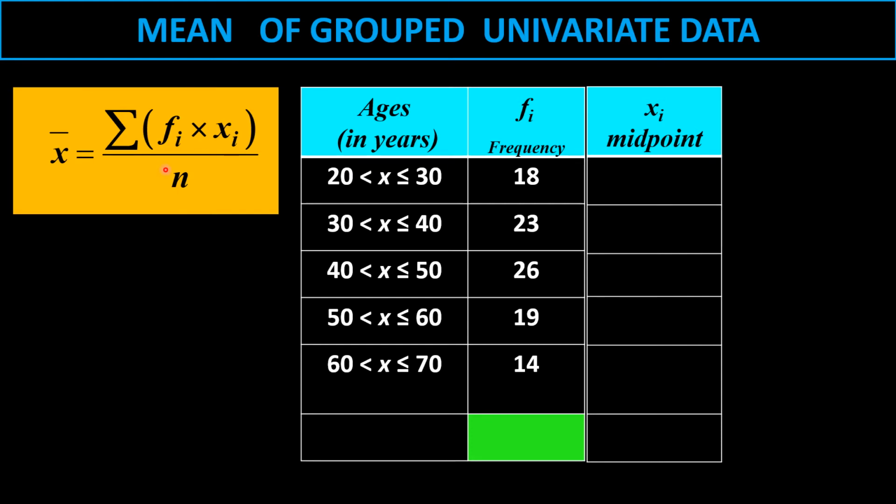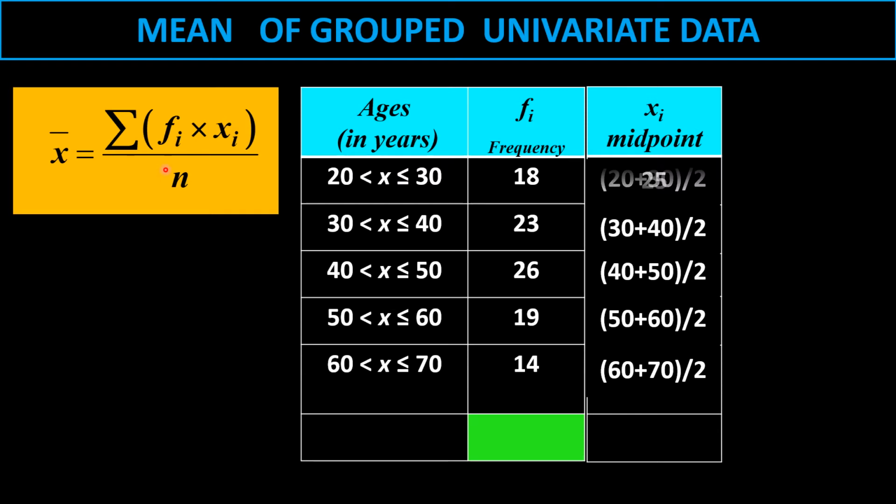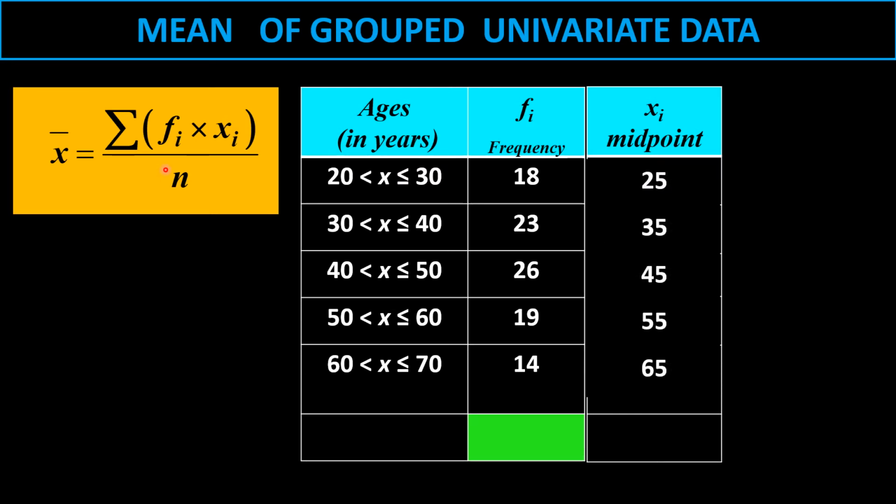How do we get the midpoints? Middle between 20 and 30. That's right, it's 20 plus 30 divided by 2, 30 plus 40 divided by 2, etc. And if we do those calculations, that one there is 25, 35, 45, 55, and 65. You can see there's a difference of 10, 10, 10. And we can actually see the class width: 30 minus 20 is 10. 40 minus 30 is 10.